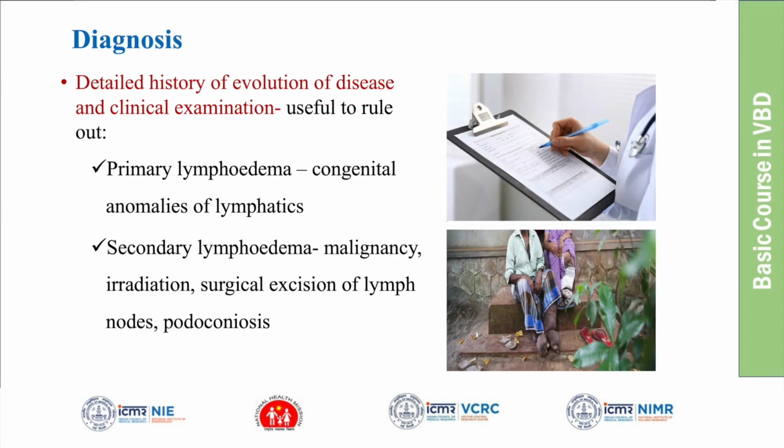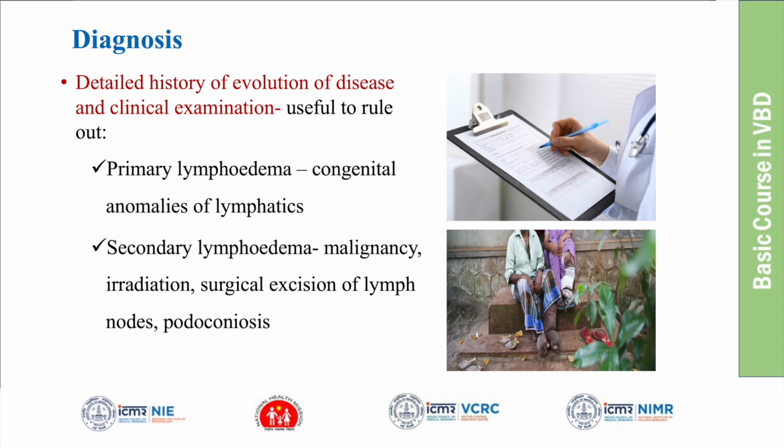Moving on to the diagnosis. The most important thing for diagnosing a case of lymphatic filariasis is a detailed history of the evolution of the disease and clinical examination. When you get a detailed history, when the person acquired the infection, when he started developing the swelling, when he noticed the swelling, all those things will easily help you rule out other primary and secondary causes of lymphedema.